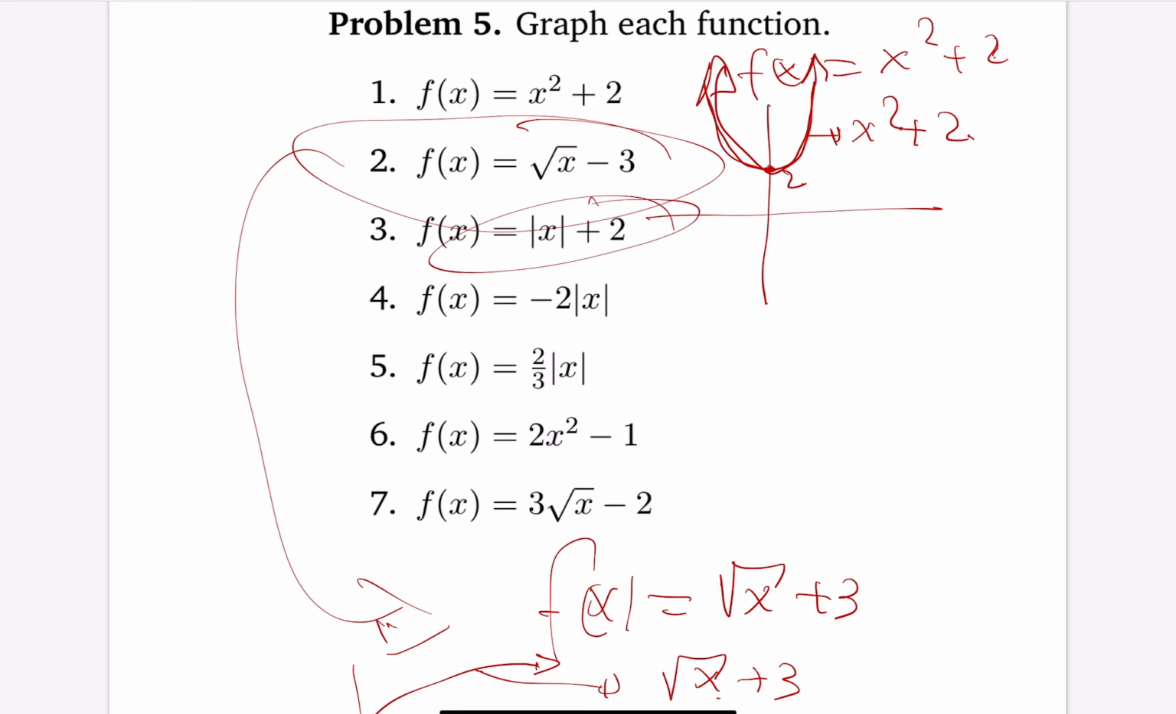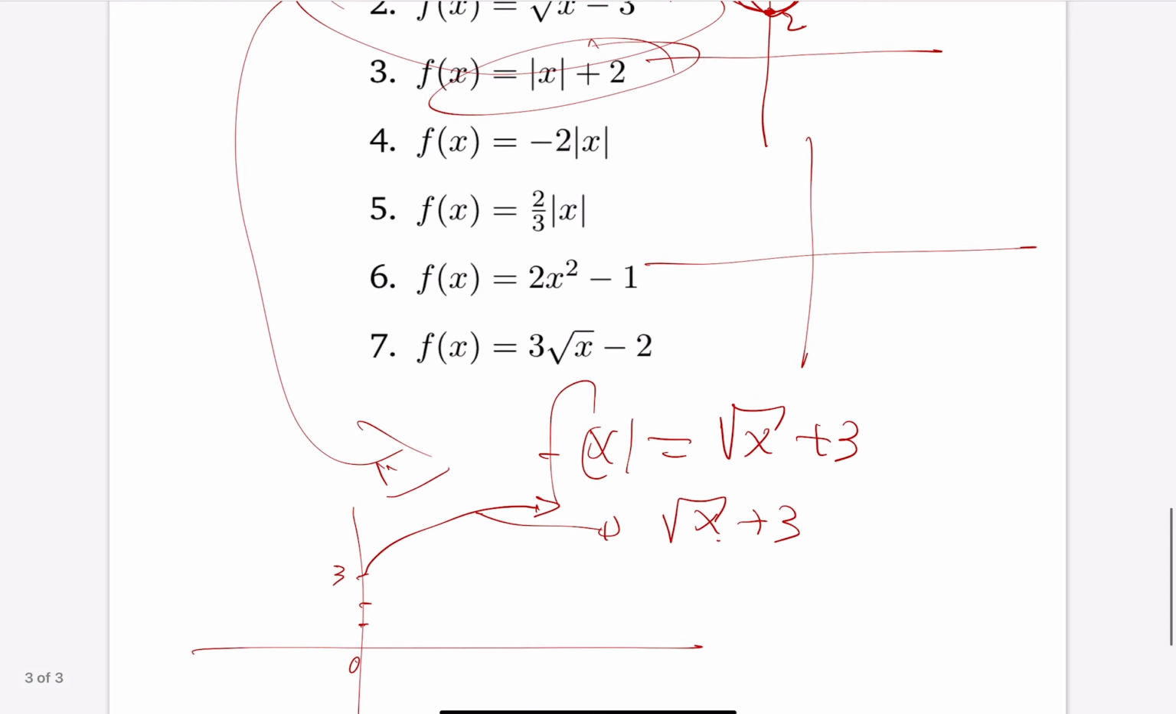And the next one you have the absolute value of x plus 2, and you know the absolute value is like this, okay? Plus 2, you have to go up to 2, and that's it. And here you have this one. Go up to 2, you have 2 here, okay? And that one is just the absolute value of x plus 2, and that's it.